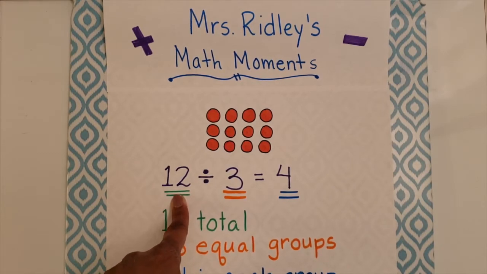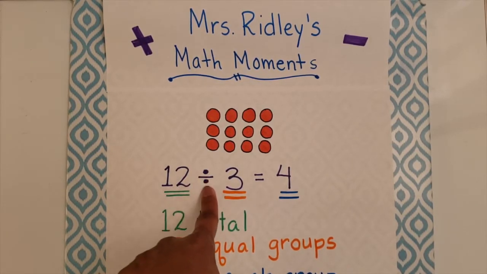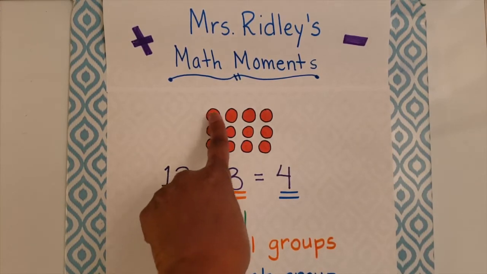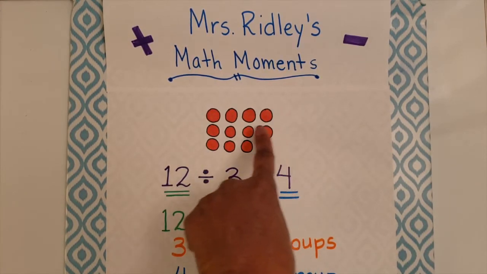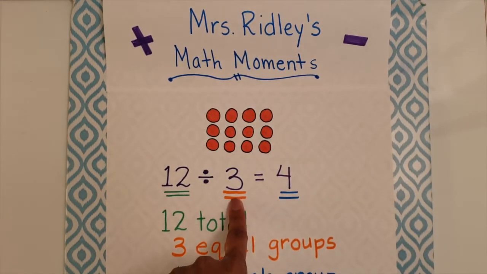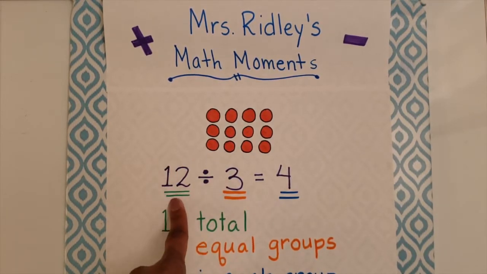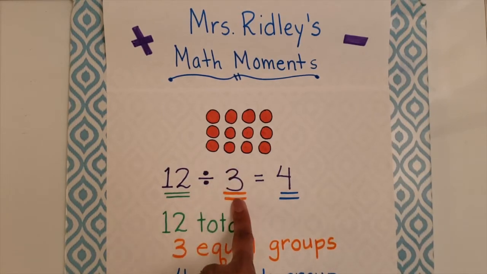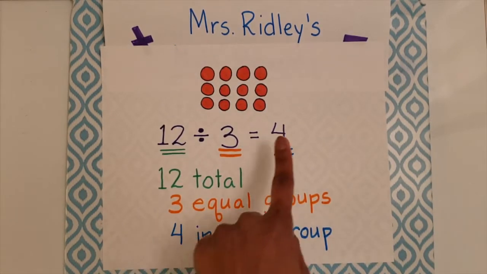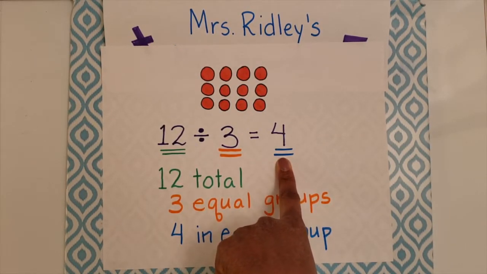Those 12 total circles are divided into 3 groups, okay? So there are 3 rows, 1, 2, 3. 3 rows, so it's divided into 3 equal groups. So 12 total divided into 3 equal groups means there are 4 in each group.